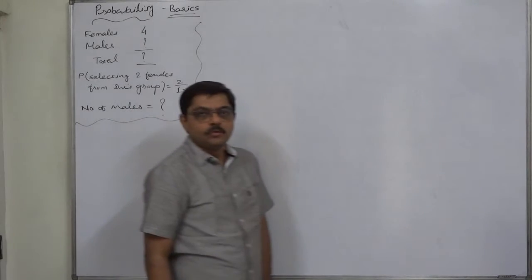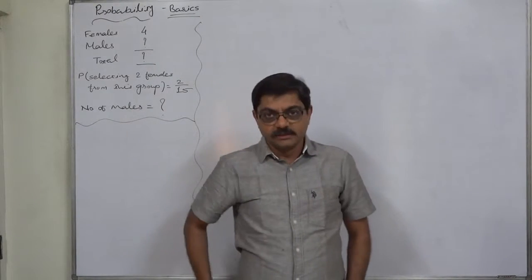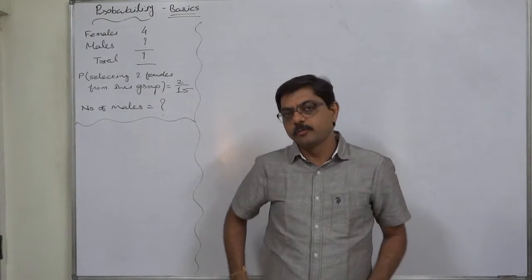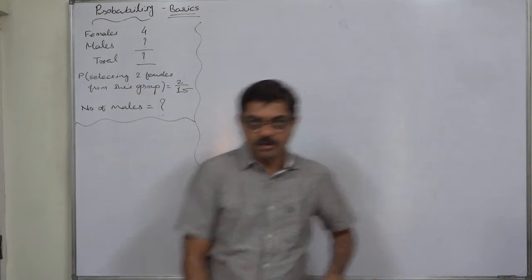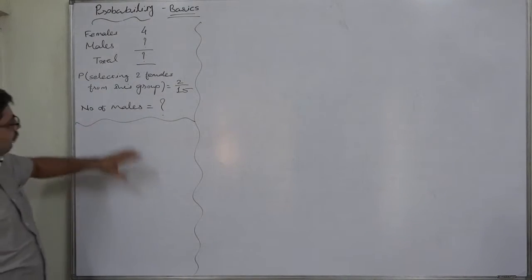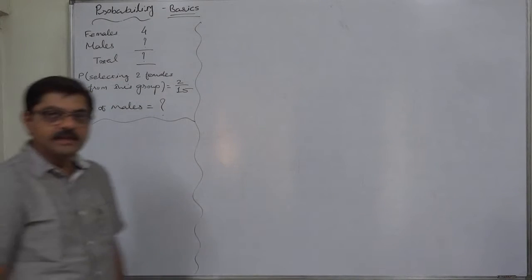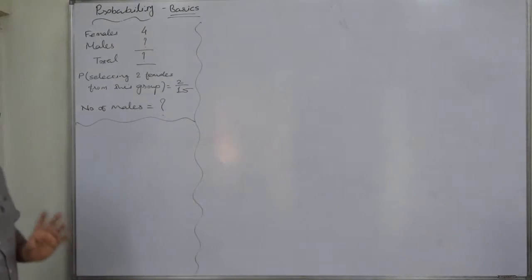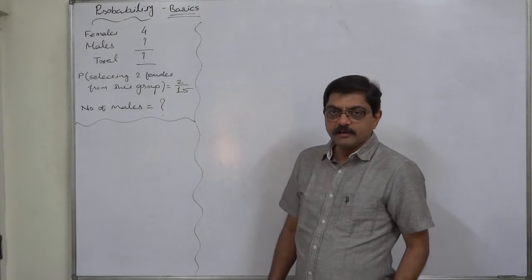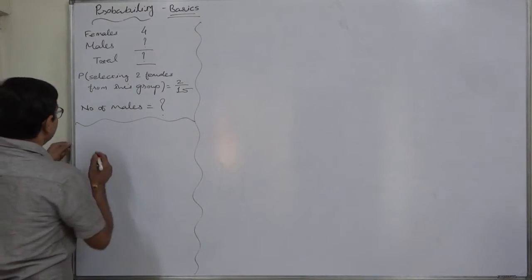Now we know that to calculate any probability we should have 2 things. First, the favorable number of cases, and second, the total number of possible cases. Favorable outcomes and total possible outcomes. What can be the favorable outcomes of selecting 2 females from this group, and what can be the total number of possible outcomes? Let us first try to calculate these 2 and see what happens.